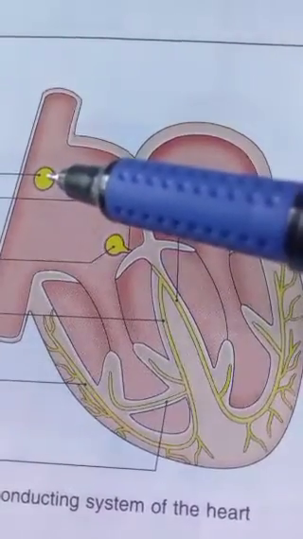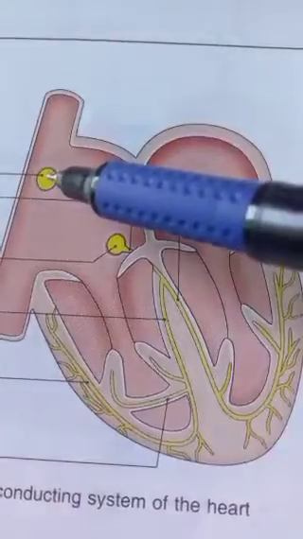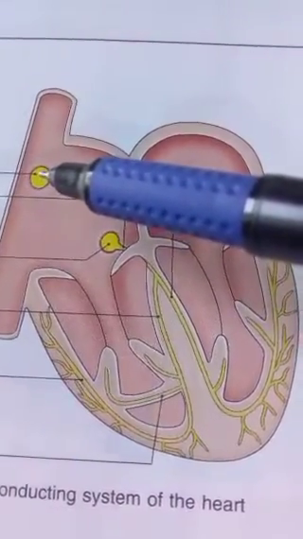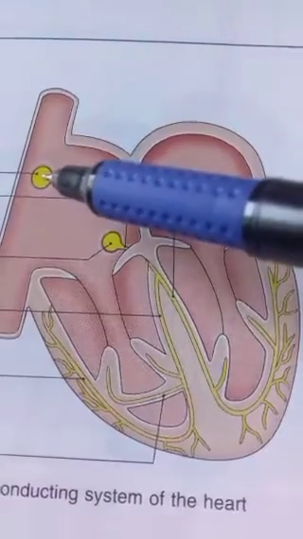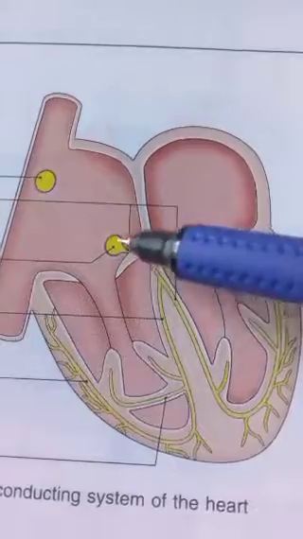It is located at the atriocaval junction in the upper part of the sulcus terminalis. After originating from here, the impulse traverses through the atrial wall and reaches the AV node.